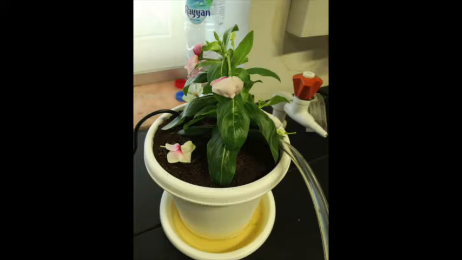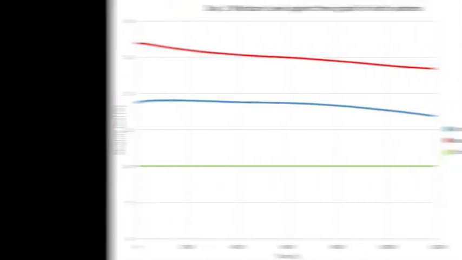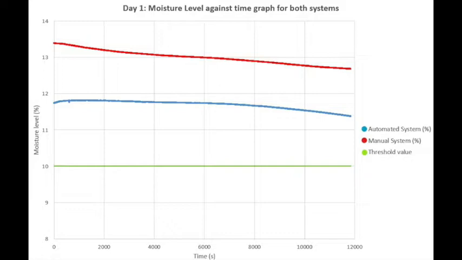Once the experiment ran without any problems for 2 more days, we replaced the test plants with 2 new identical plants and repeated the experiment. This graph shows the change in moisture level percentage over time in 1 day. As you can see, both the automated system and the manual system were above the threshold value. Similar results were obtained on the other day.